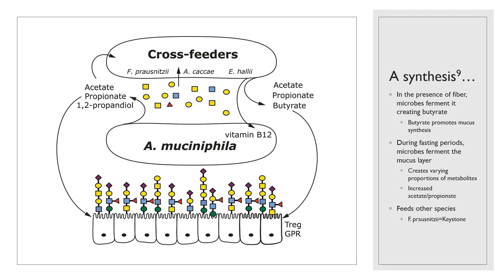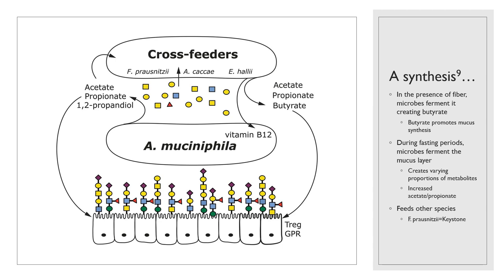Then you're not providing yourself with food. Food is no longer there. There is no fiber there. This is during your fast, deep in your fasting period. Different microbes will ferment the mucus layer. And when they ferment the mucus layer, that creates varying proportions of these metabolites. You see an increase in acetate and propionate. Again, propionate can go to the liver and act as a substrate for the production of glucose when you don't have access to it.